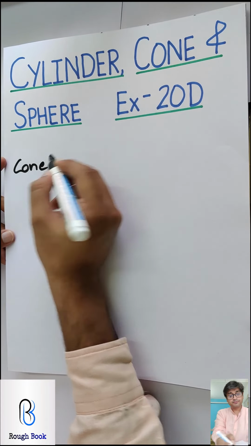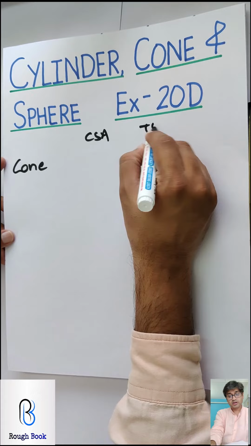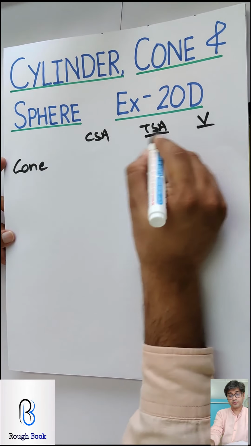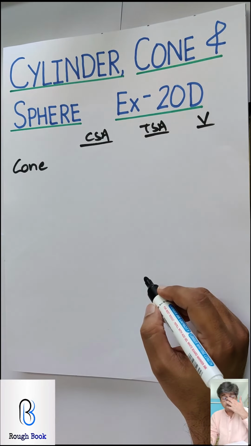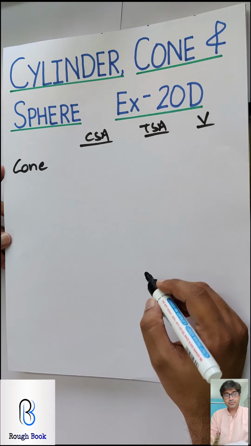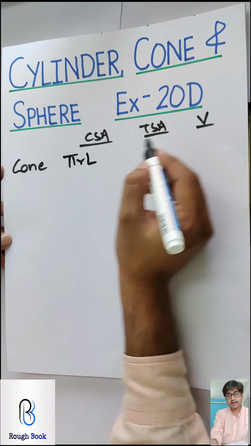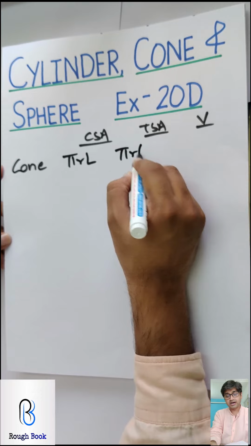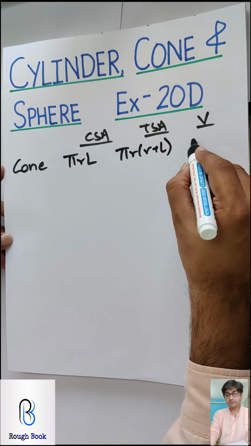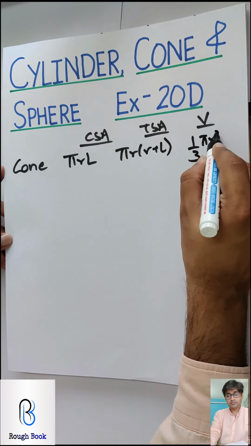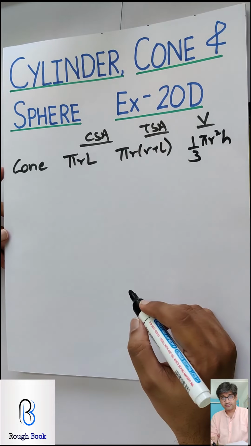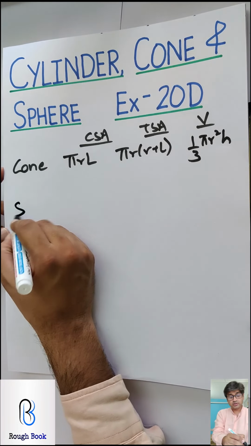We did cone: curved surface area, total surface area and volume. Do you remember the curved surface area for a cone? Anybody, come on. That's correct, pi r L. Total surface area is pi r (r plus L) and volume is 1/3 pi r square h. Did you get all three of them? Brilliant.